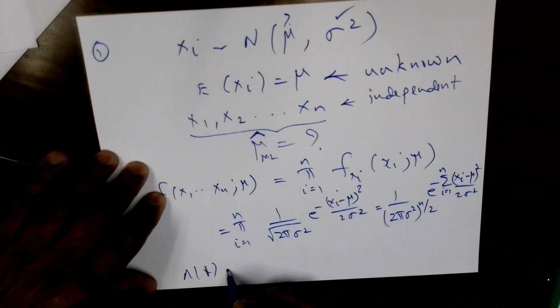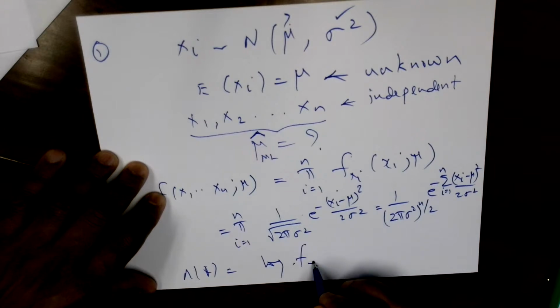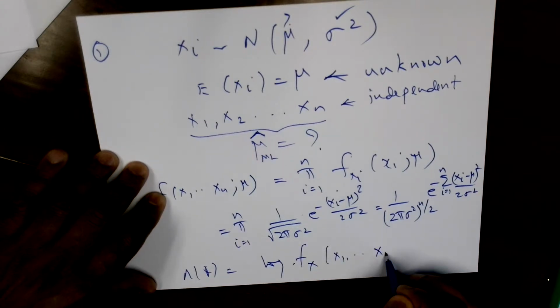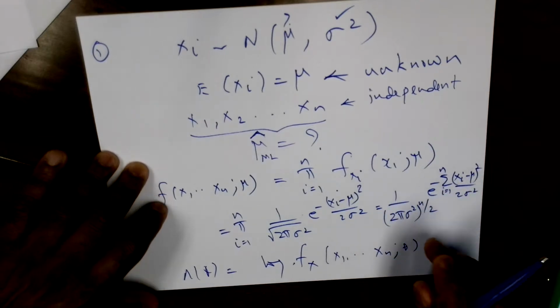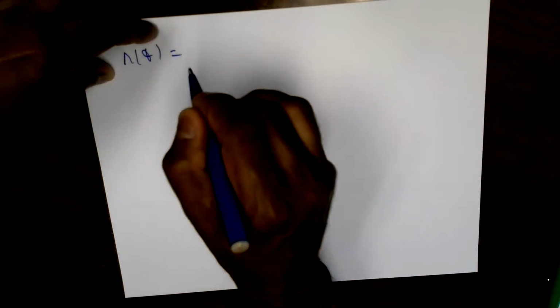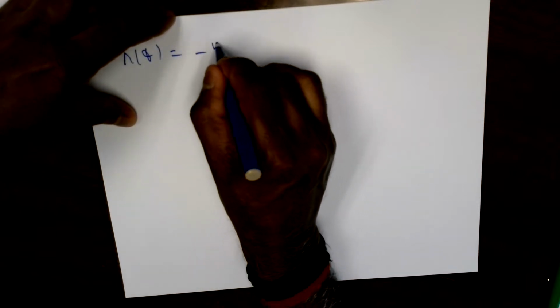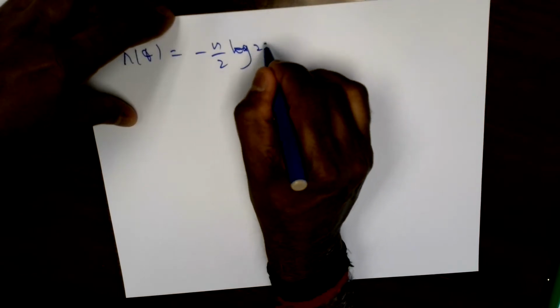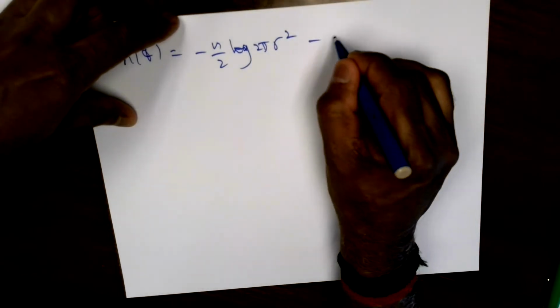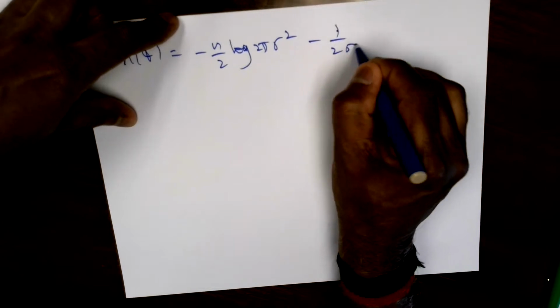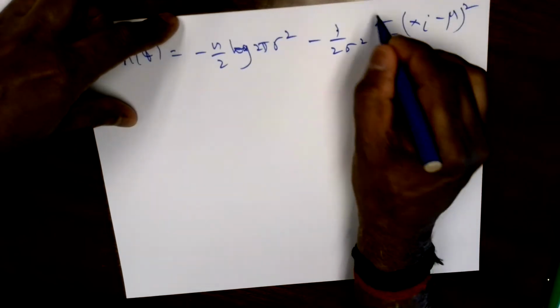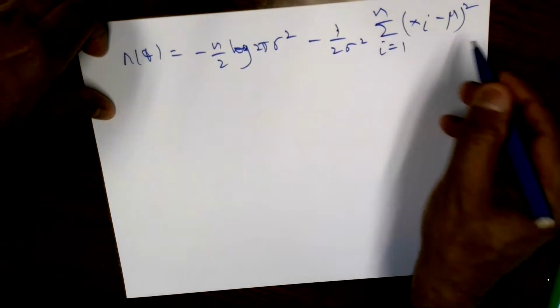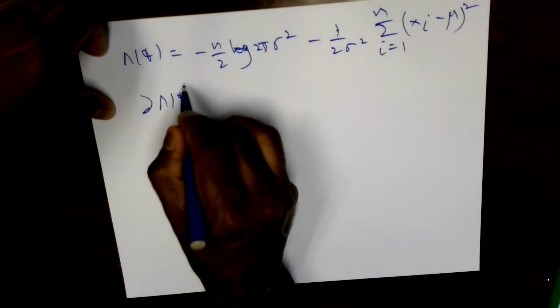So lambda of theta is the logarithm of f of x1, etc., xn, theta. So notice lambda of this is a constant. So the action is here. I'll write it in the next page. So lambda of theta would turn out to be minus n by 2 log 2 pi sigma squared. This is natural log. Minus 1 over 2 sigma squared summation (xi minus mu) the whole squared, i equal to 1 through n. So here, things being well defined and smooth, we can take the derivative.